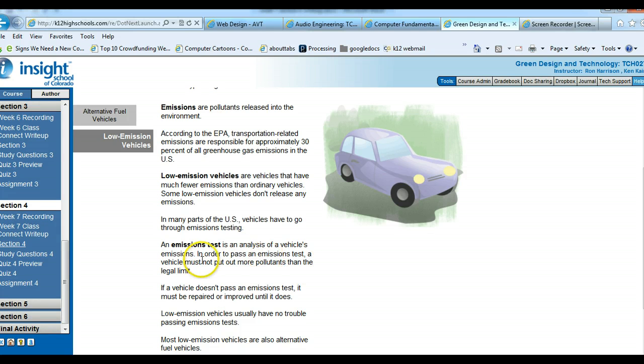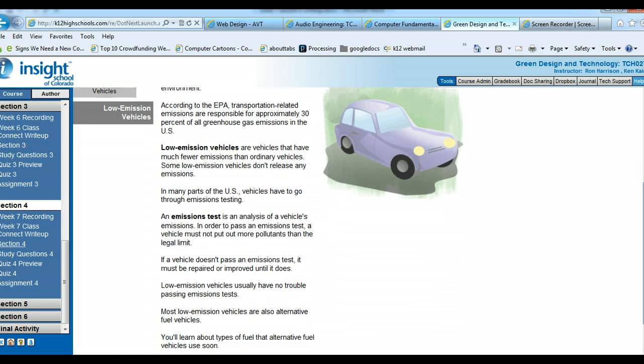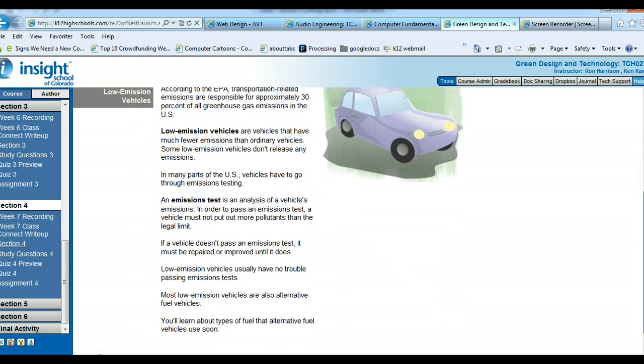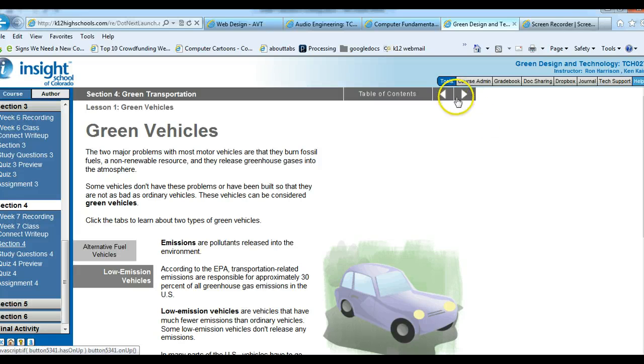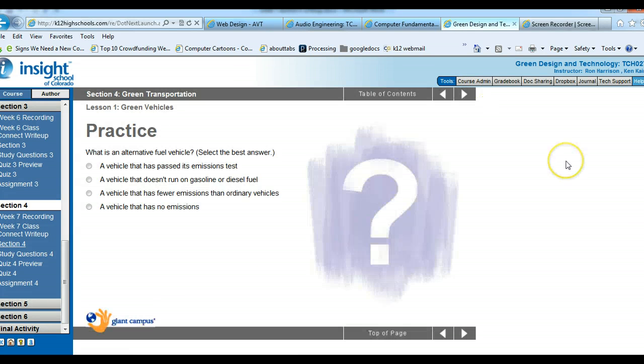To pass the emissions test, a vehicle must not put out more pollutants than the legal limit. So that's what an emissions test is. It tests to see if your vehicle is legal to be on the road as far as the emissions that it puts in the air. And if it's not, they make you fix it. And if it can't be fixed, then of course you have issues. You may not be able to drive it, or you have to go to the Department of Motor Vehicles and get a permit to drive it for a little while or something.